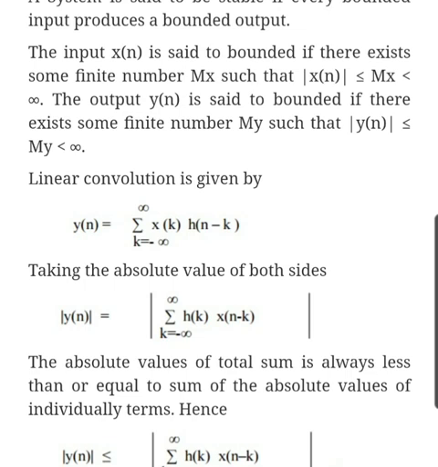Stable system, what does it mean? The stability condition states that a discrete time system is stable if bounded input produces bounded output. And the meaning of the word bounded is that input and output signals should have some finite magnitude, and the magnitude of these signals should not be infinity.